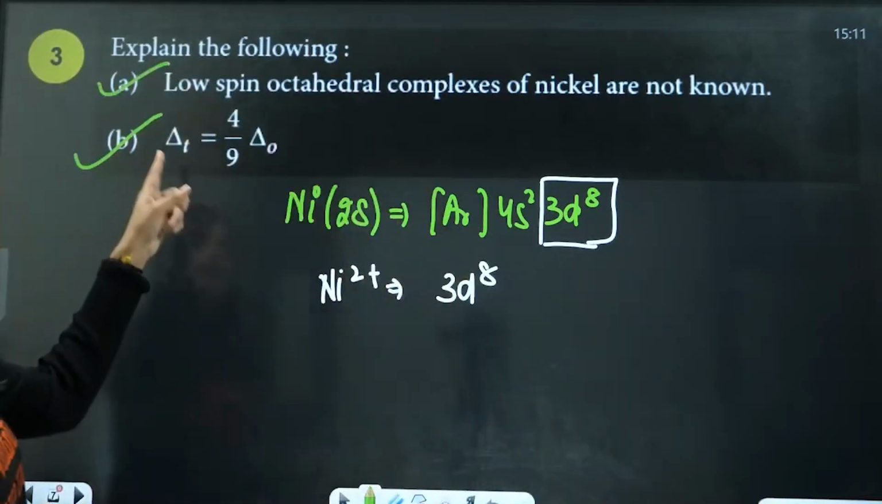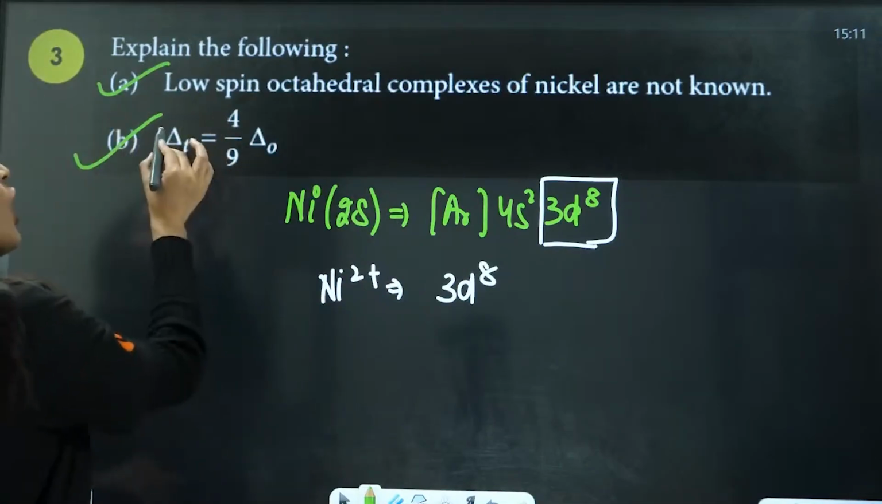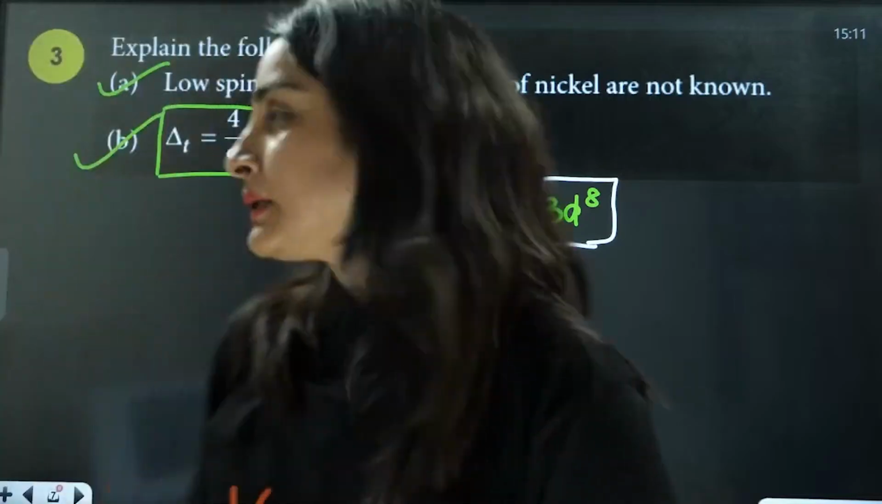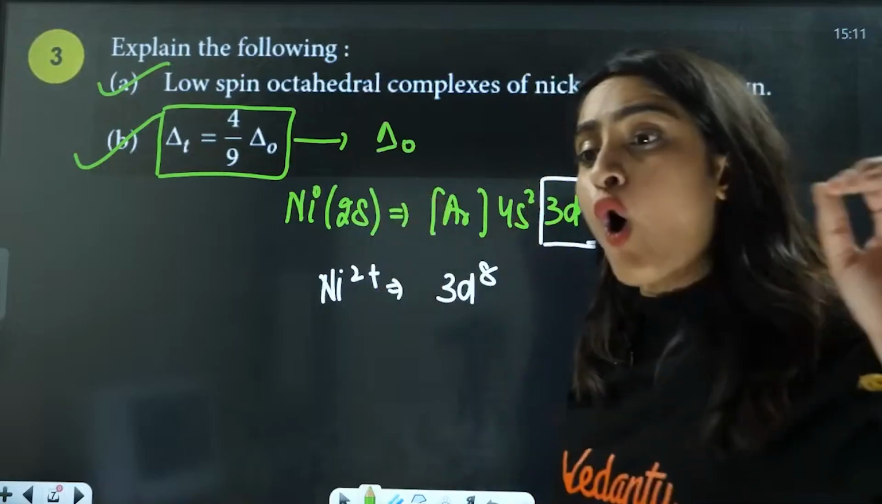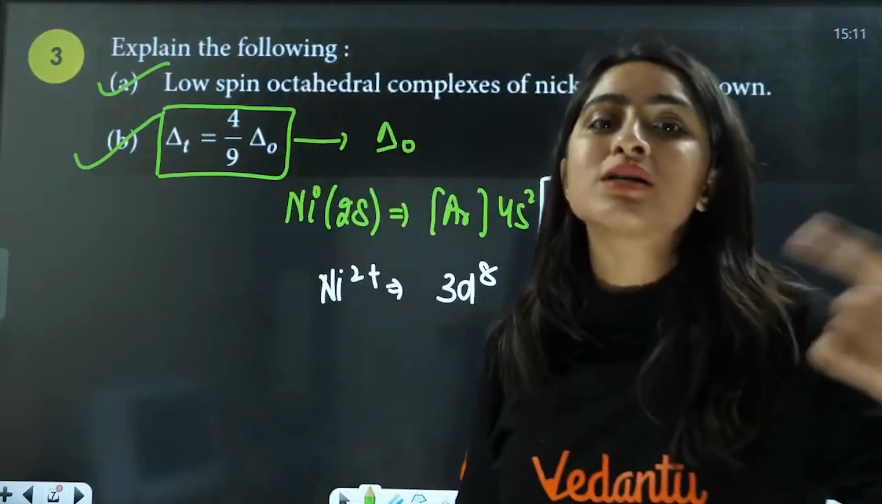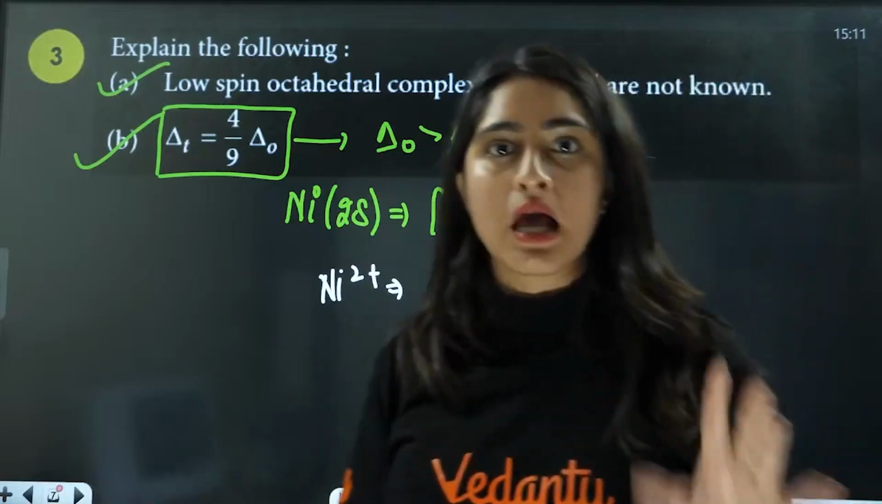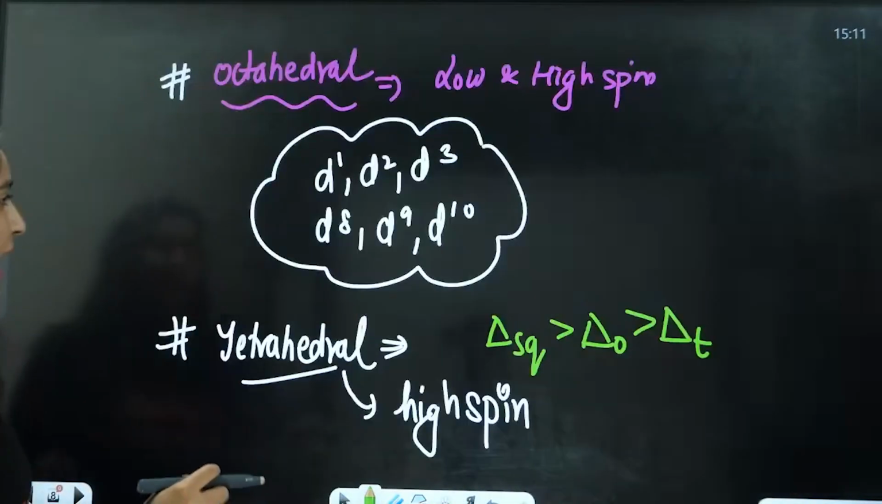Okay, now this is the first. Now next is delta T equals 4 by 9 delta O. Explain the following. Now how are you going to explain this? See, here we are saying that delta O, that means octahedral, has more CFSE as compared to tetrahedral. Why does octahedral have more CFSE? Anyone in the chat box? Anyone?